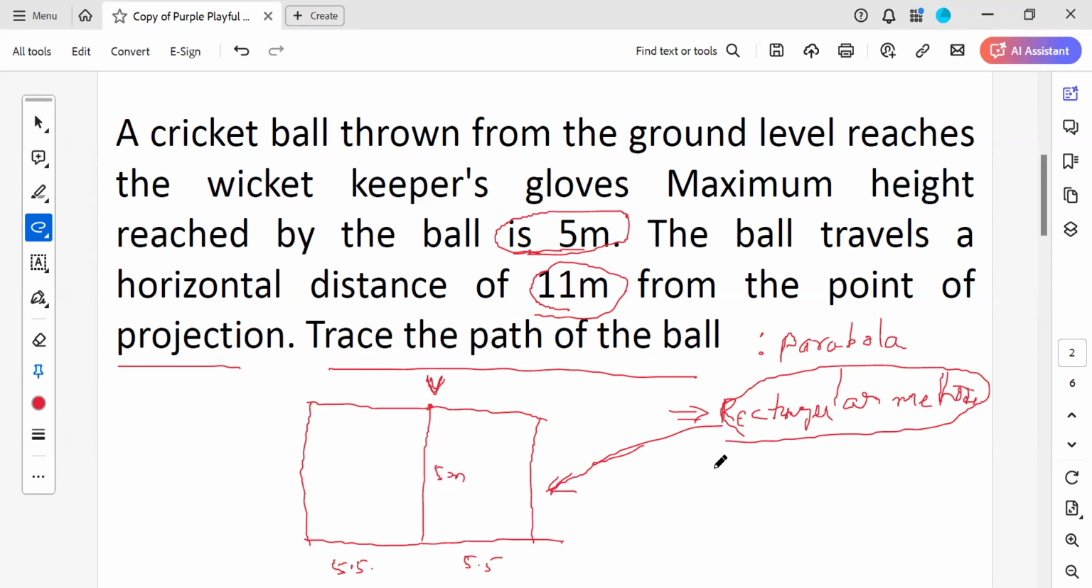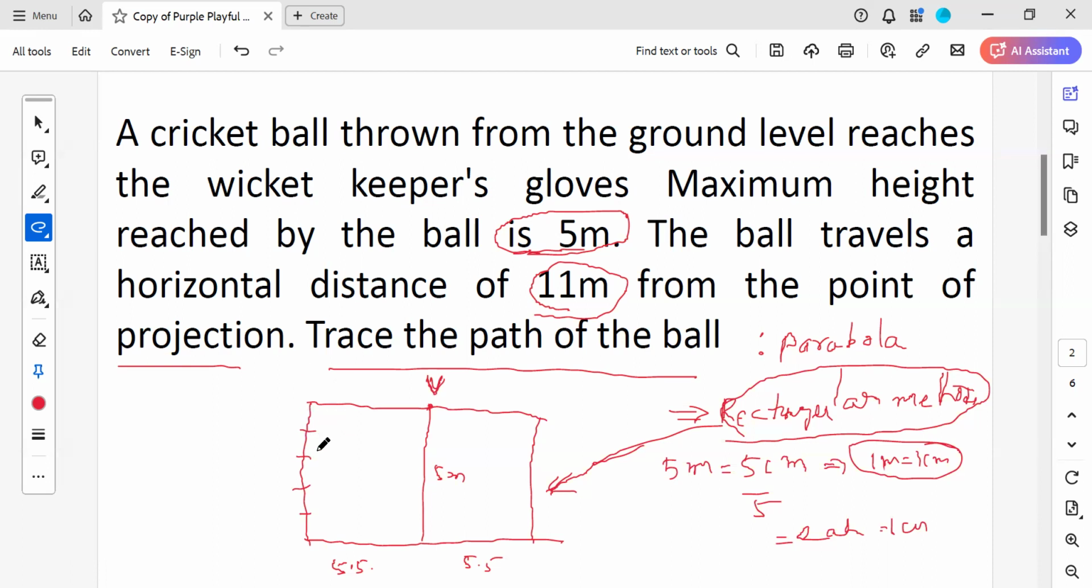Here 5 meters is not possible to represent on the chart. So take a suitable scale. I will take 5 meters equal to 5 centimeters. That means the scale will be 1 meter equal to 1 centimeter on the chart. Dividing 5 centimeters into 5 divisions, each division will be 1 centimeter: 1 centimeter, 2, 3, 4 and 5 centimeters like this.